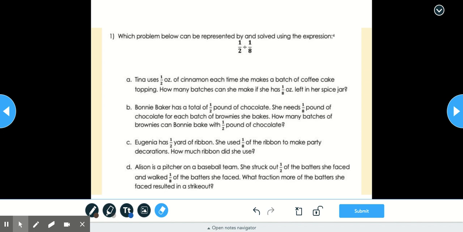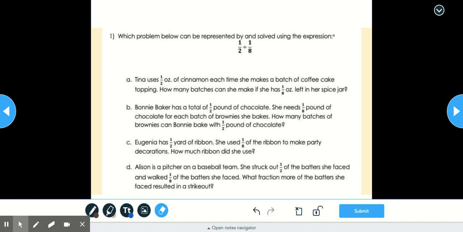So the question says, which problem below can be represented by and solved using the expression 1/2 divided by 1/8? So this problem is asking me to identify a word problem that matches the division expression 1/2 divided by 1/8. I'm going to apply my knowledge from my last key point to this division expression to understand it better.